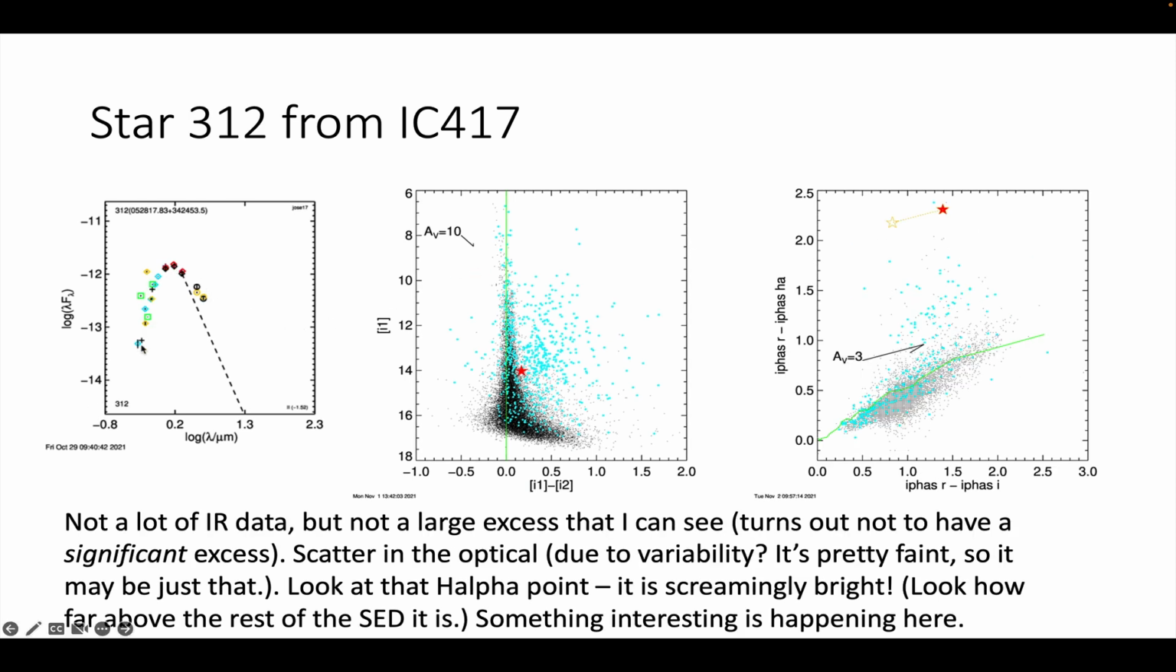This one, there's a lot of scatter in the optical. So that could be from variability. Has a little bit of an excess here. May not be a significant excess given the size of the error bars on this point, it turns out. Here we've got R minus H alpha versus R minus I. Again, the black points are everything in the catalog, blue points are the YSOs, green is the main sequence. And here's where this thing is. It is so bright at H alpha. No amount of reddening correction is going to take that H alpha away. So this thing is screamingly bright at H alpha. Something interesting is happening in this star.